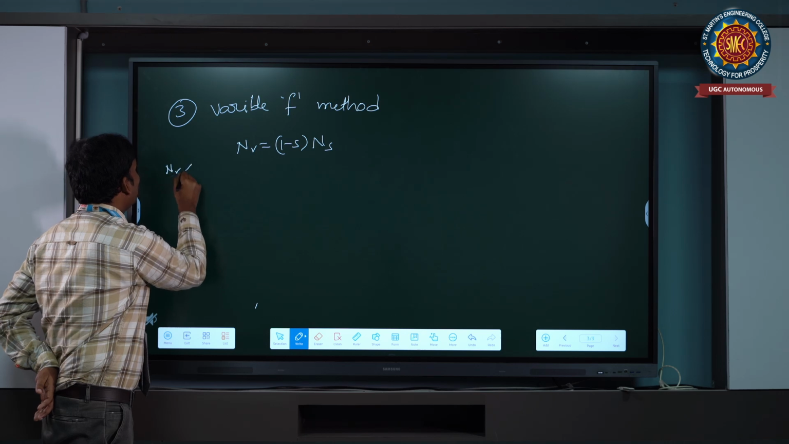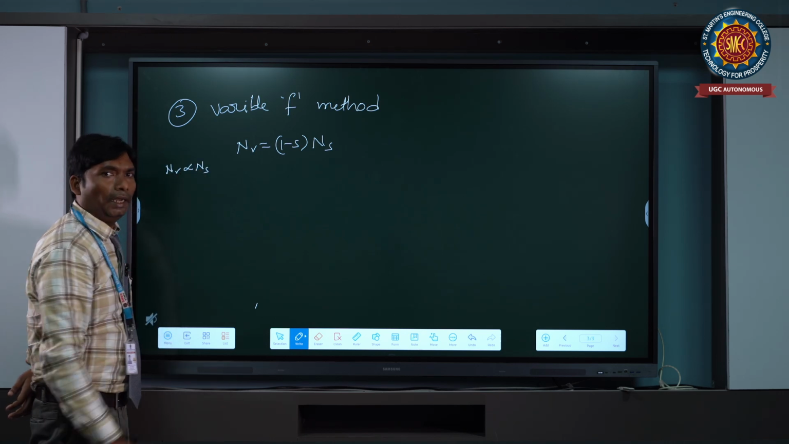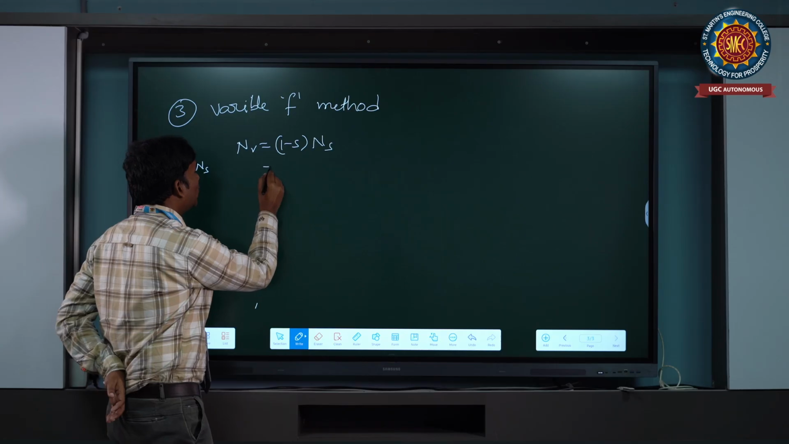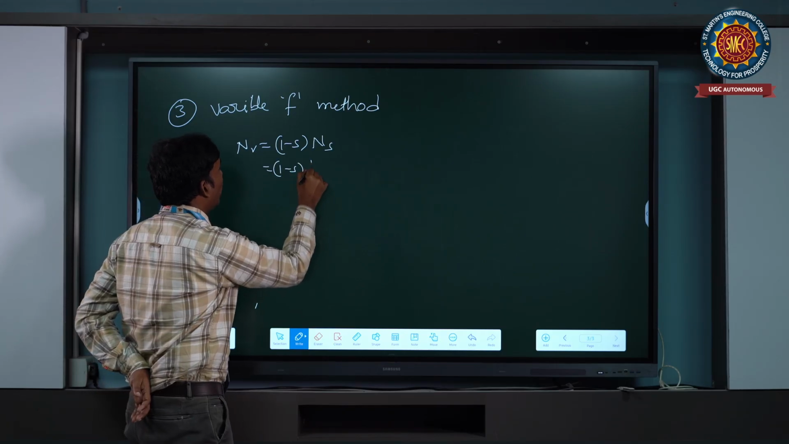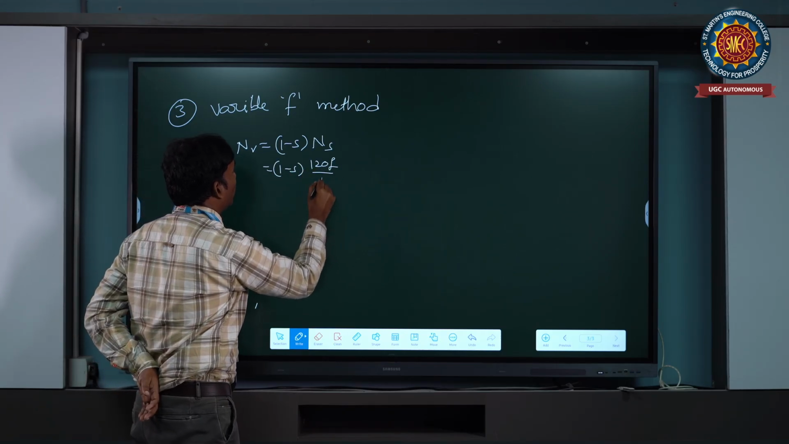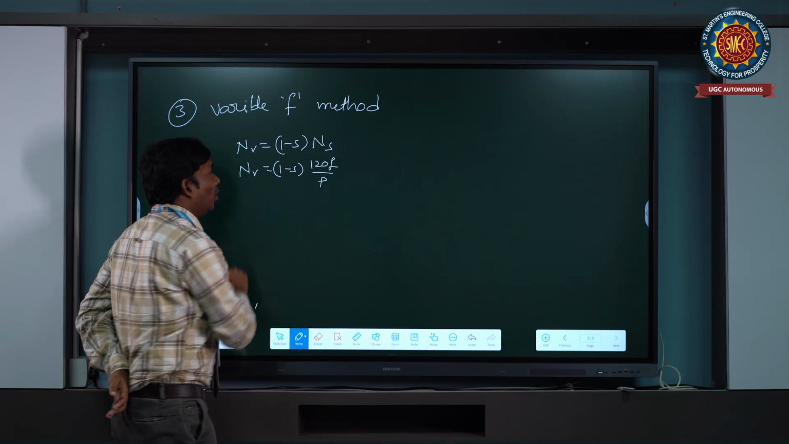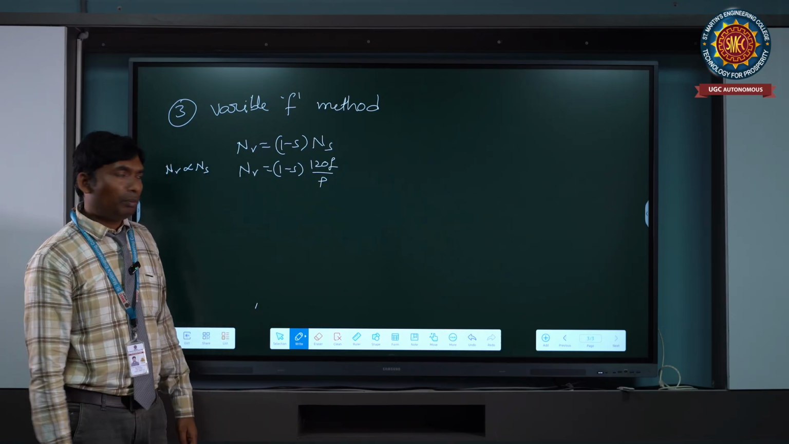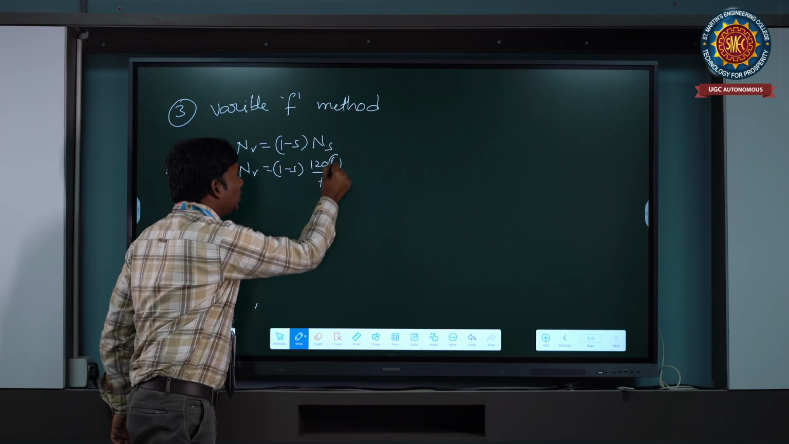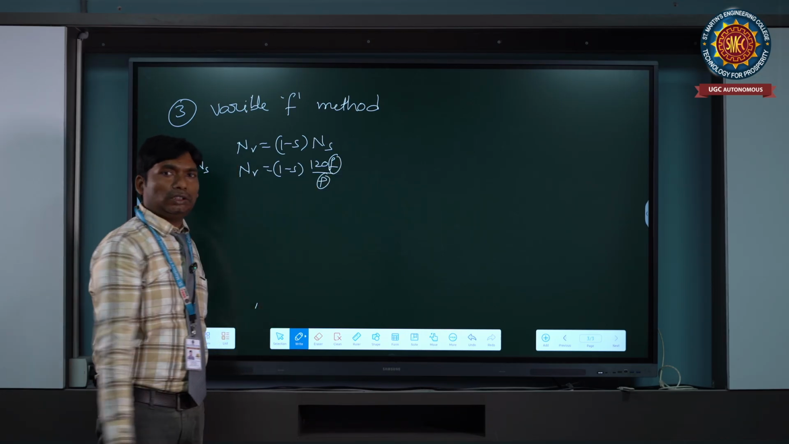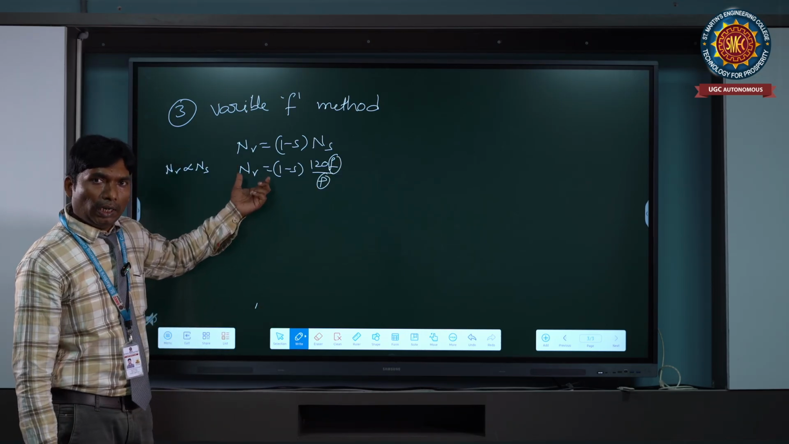Nr is directly proportional to Ns. But we know Ns equals 120 F by P. By varying the frequency and the number of poles, we can change the speed of the induction motor.